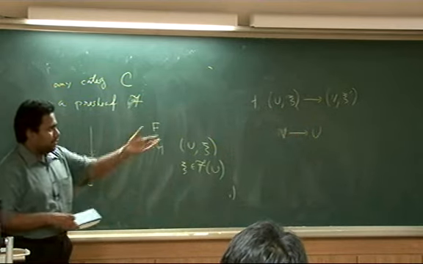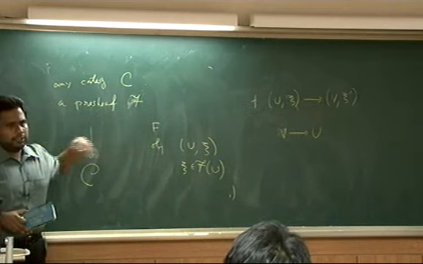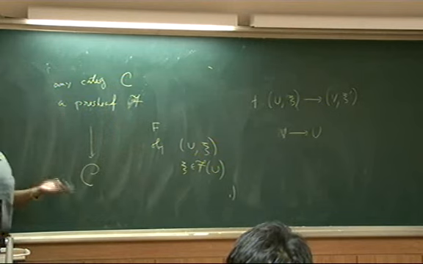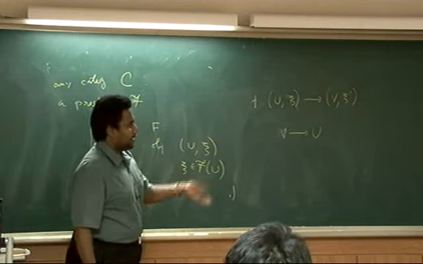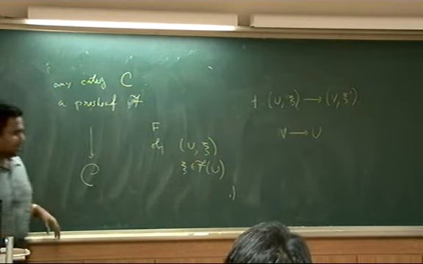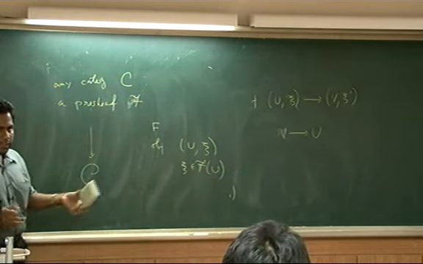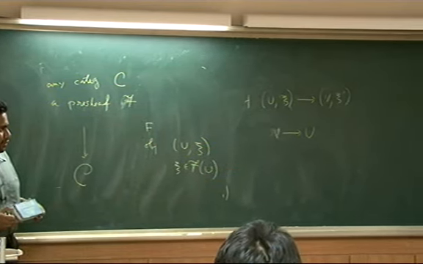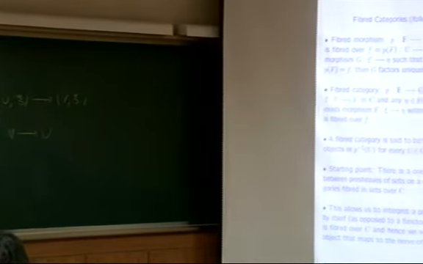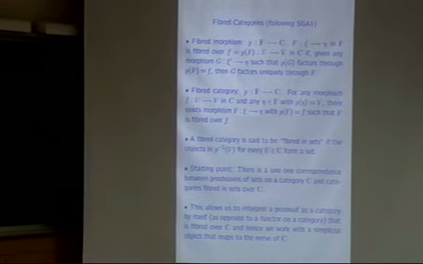So that is how, given a presheaf, I can construct a fibered category, and it's quite easy to see that you can reverse the construction and prove that there is a one-to-one correspondence. So now we know that given a presheaf, I can get a fibered category, and given a fibered category in sets, I can get a presheaf. So this allows us to interpret a presheaf as a category by itself, as opposed to just a functor on a category, and hence we will work with a simplicial object that will now map to the nerve of C. So now we have something fibered over C.